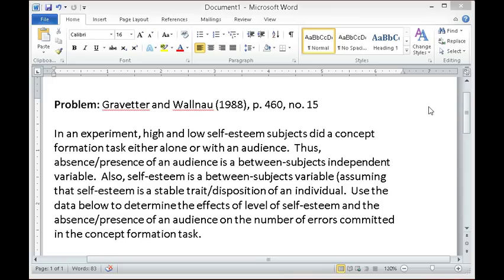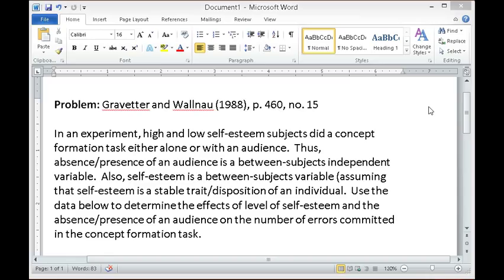In an experiment, high and low self-esteem subjects did a concept formation task, either alone or with an audience. Thus, absence or presence of an audience is a between subjects independent variable. Also, self-esteem is a between subject variable, with the assumption that self-esteem is a stable trait or disposition of an individual, and is also considered as another independent variable. So we are asked to use the data that will be given to determine the effects of self-esteem as well as the absence and presence of an audience on the number of errors committed in the concept formation task.